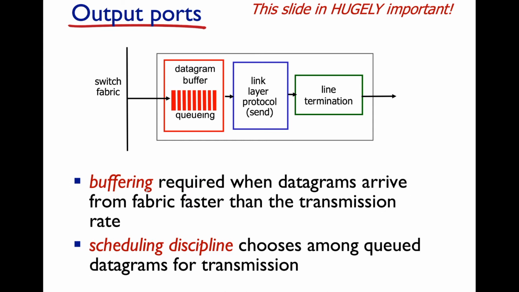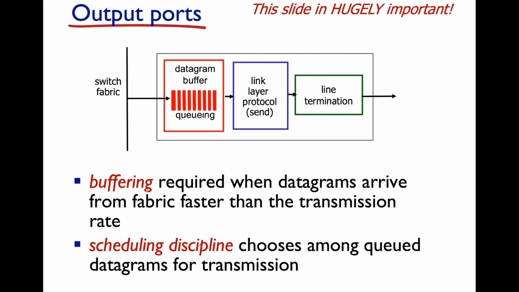And so if we look at the output ports, the output port also has a buffer, and as these datagrams come off the switching fabric, they wait in this buffer for the output port. The reason why they wait is because when you're transmitting a datagram, other datagrams may be arriving to that output port, and they have to go someplace. And so a buffer is required when datagrams arrive from the switching fabric faster than the transmission rate to push them out onto the physical media on line termination.